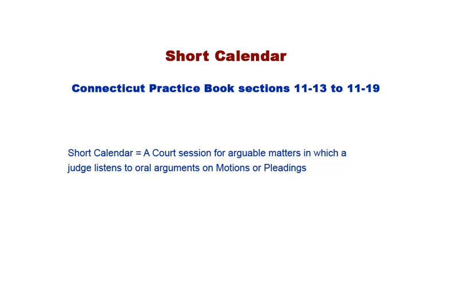The arguable short calendar is a list of matters for which a hearing by a judge or magistrate is requested or required. Short calendar sessions for arguable matters may be conducted in a courtroom or remotely. Several cases are scheduled during short calendar, and the judge or magistrate will address them one at a time. At the hearing, the judge or magistrate will hear the arguments for the motion and objection. He or she will either issue a ruling or order at that time from the bench, or provide a written ruling or order within 120 days following the hearing.